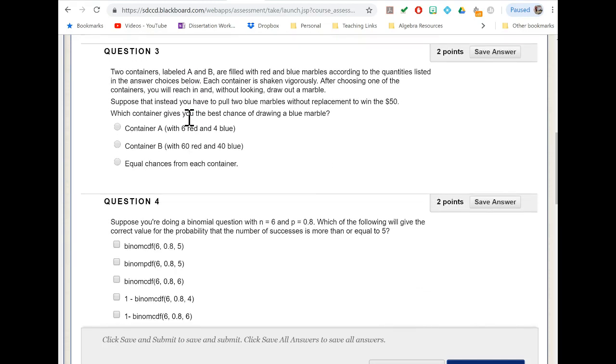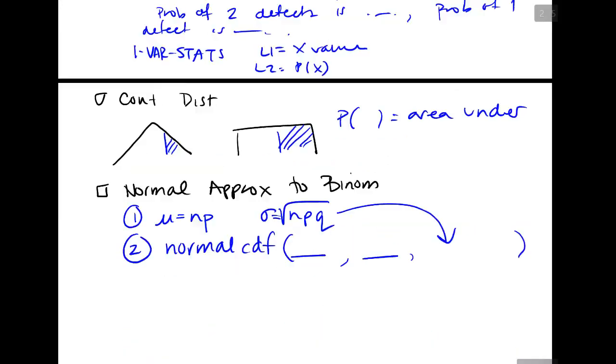Now, the second question says we have to pull 2 blue marbles to win the $50. So now we have to think about those different probabilities, right? So we're doing this without replacement. So let me pull this up. This is actually a question from part 4 from probability, but we need them to be both blue. So that means we have a blue marble and then another blue marble.